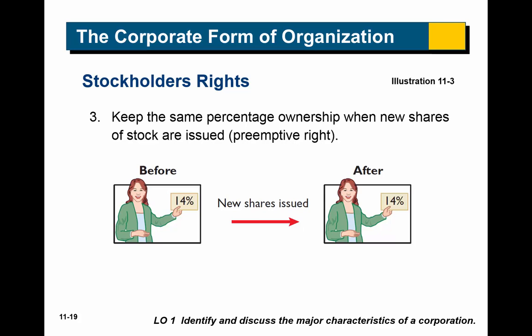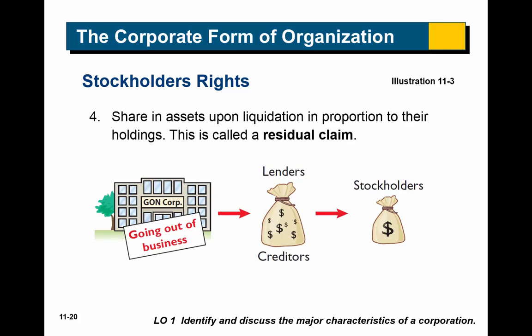You also have a right to keep your percentage of ownership even if the company issues more shares. So if you own 10% of the company, the board of directors can't issue more shares and then you end up not owning 10% anymore. So you always keep the same percentage of ownership, meaning when new shares are issued, you get a portion of those shares so that you maintain your percentage of ownership. And if the company ever gets liquidated, meaning goes out of business, and they sell the assets of the company, after you pay off all the debts, then whatever's left over belongs to you, or at least a percentage equal to your share of ownership. That's called a residual claim.